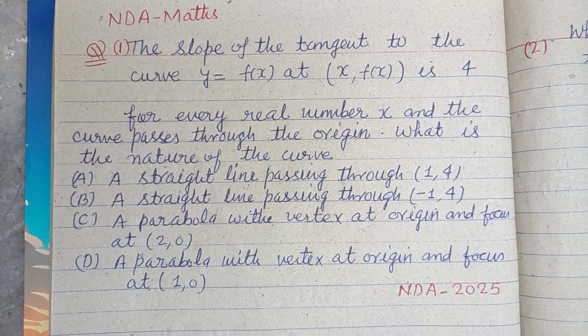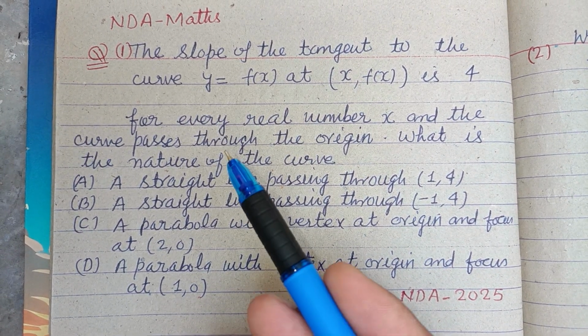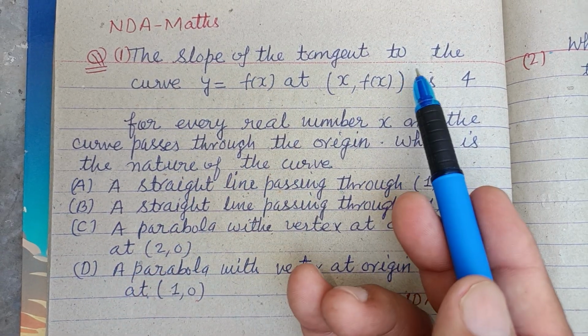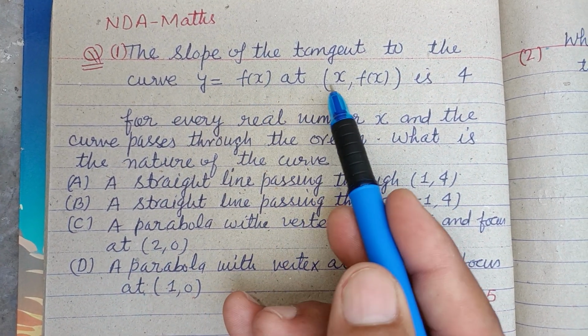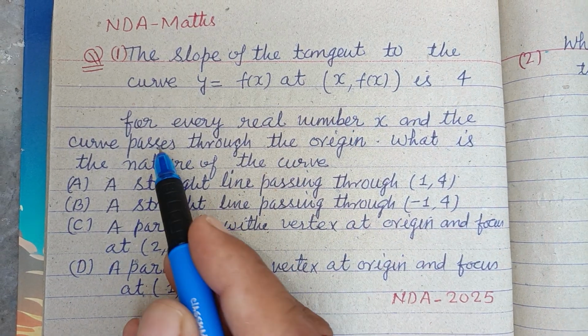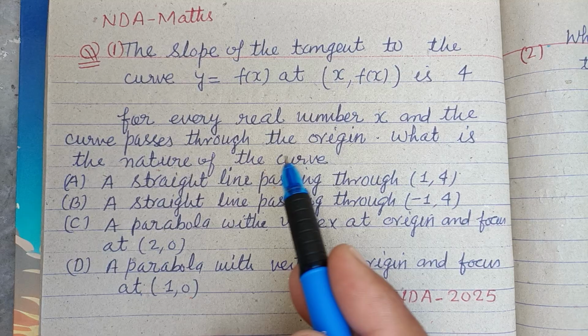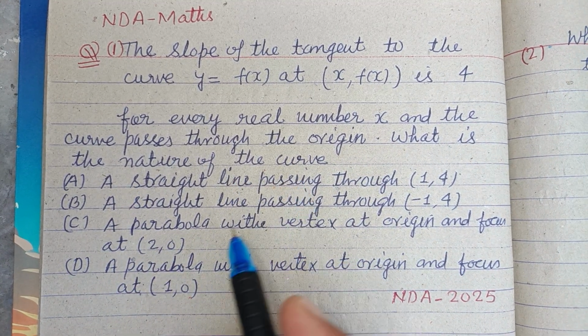Question from NDA first 2025. Here are two questions from this. The slope of the tangent to the curve y equal to f(x) at (x, f(x)) is 4 for every real number x, and the curve passes through the origin. What is the nature of the curve?